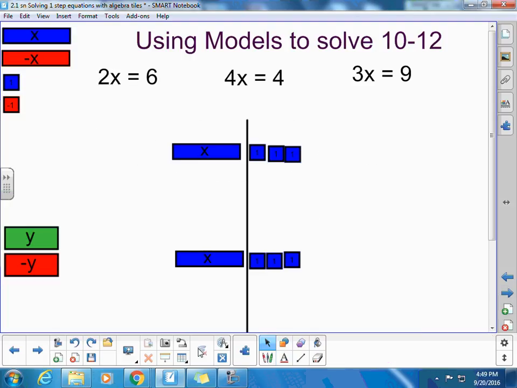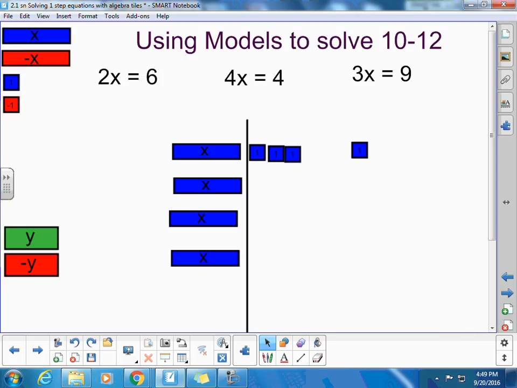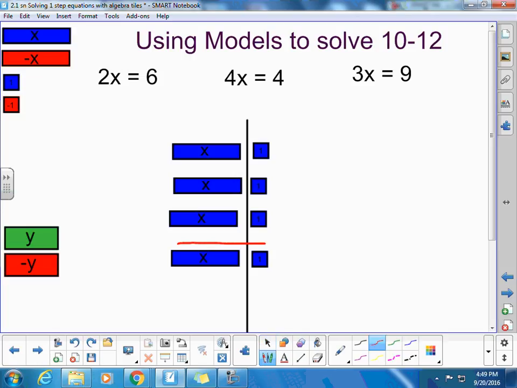Next one, 4x. 1, 2, 3, 4x equals 4. 1, 2, 3, 4. Again, now we have 4 people we're dividing the candy up with. You get 1, you get 1, you get 1, you get 1. And the question is, what is 1x equal? Well, that's just this part. Here's 1x, and it equals 1.